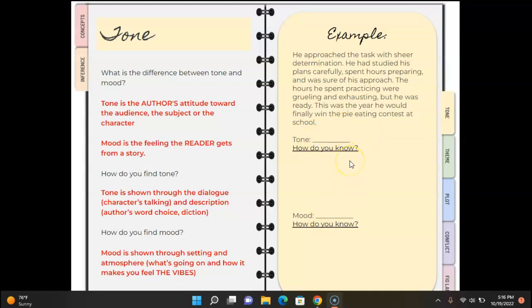and then tell me, how do you know those things? If you think the tone is confident, what parts of the story tell you that it's a confident tone? If you think the mood is impressed, tell me what or how you know that the mood is impressed. Once you've filled in those red pieces and answered the underlined questions, you can continue the lecture.